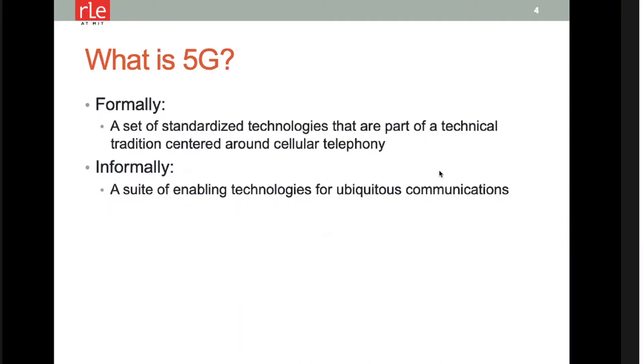So what is 5G? I get asked often. So I think formally, it's a set of standardized technologies that are part of a technical tradition centered around cellular telephony. 3GPP is the body that's most often associated with 5G. Even though in many ways the formal side of standardization goes through ITU, it's really 3GPP. But informally, I think it's a suite of enabling technologies for ubiquitous communications.